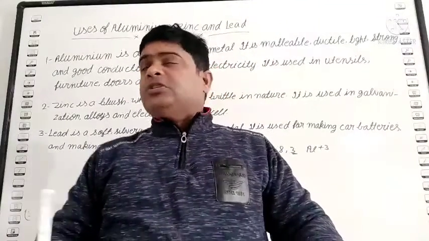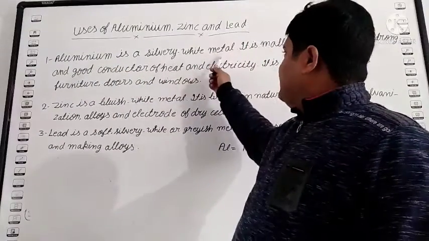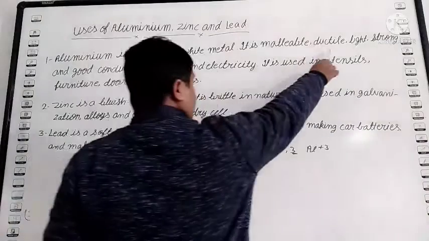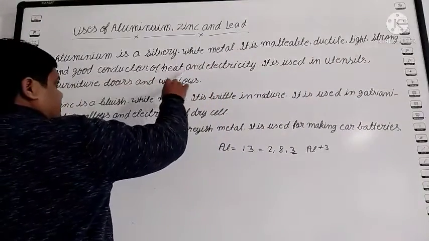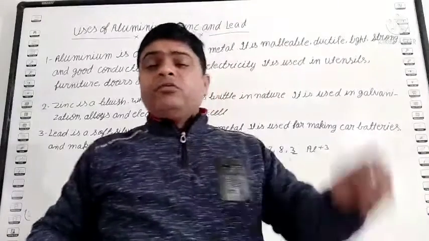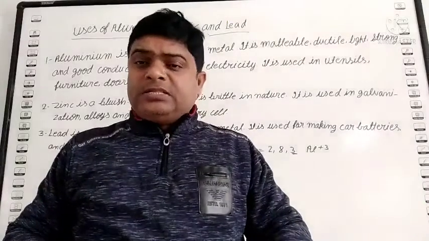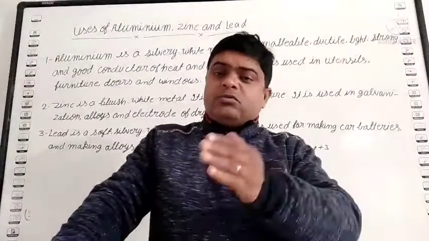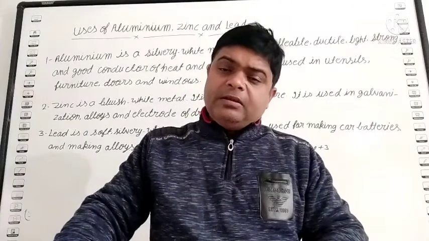So what is aluminium? See student, aluminium is a silvery white metal. It is malleable, ductile, light, strong and a good conductor of heat and electricity. Student, you know malleable? Malleable means if you heat the metal, it changes into a thin sheet. Like you see the iron, gold, silver, it changes into a thin sheet without breaking. This is the property of malleable.